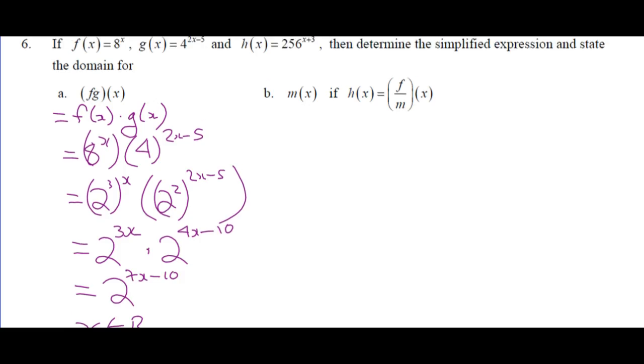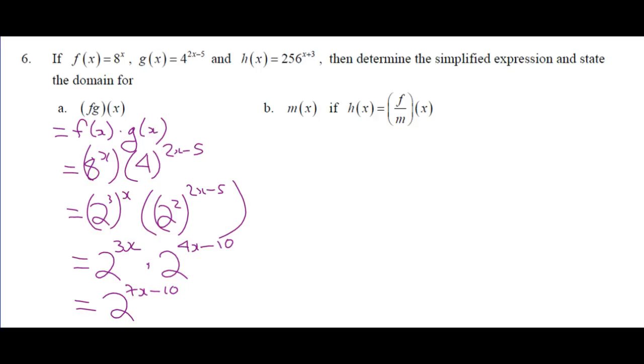Okay, m of x. Determine the simplified expression and state the domain for m of x if h of x is equal to f over m of x. Okay, so what's h of x equal to? Let's do this over here. What would I immediately say about m of x? Okay, so m of x cannot be 0. We don't even know what m of x is yet, but we need to keep in mind that it can't be 0. The restriction is that m of x can't be 0.